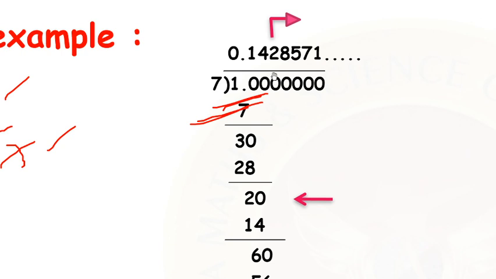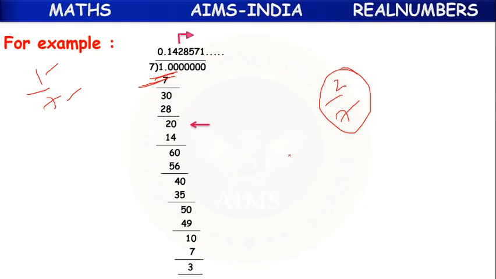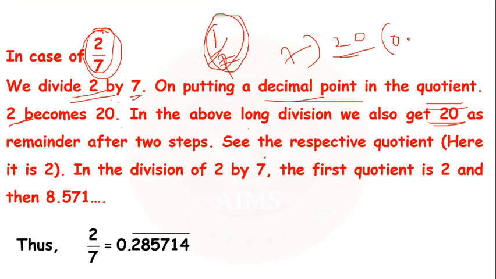Again 60 remainder. 7 8 times 56. Means when we have dividend as 20 and divisor as 7, what is the quotient? The quotient starts from 2, then 8, 5, 7, 1. Like that it will continue.